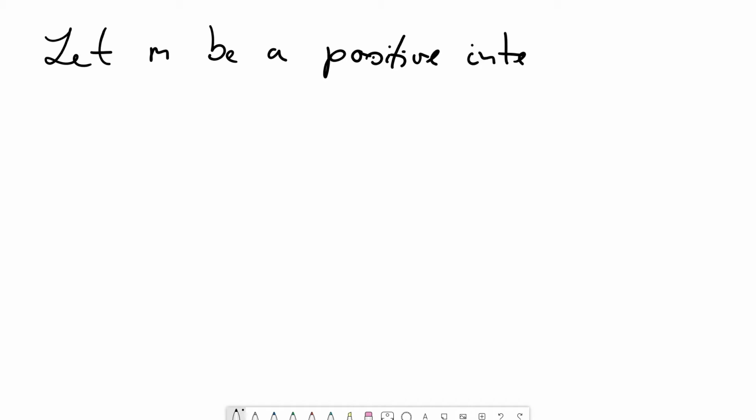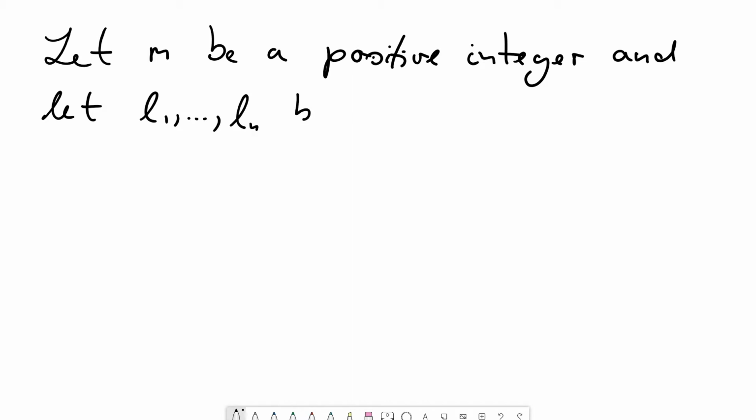So to say what that is, let us first of all fix a positive integer m. So let m be a positive integer. And moreover, let's fix a family of other positive integers which are all supposed to be co-prime to m. So I'll call them L1 until Ln. Let those be co-prime to m.